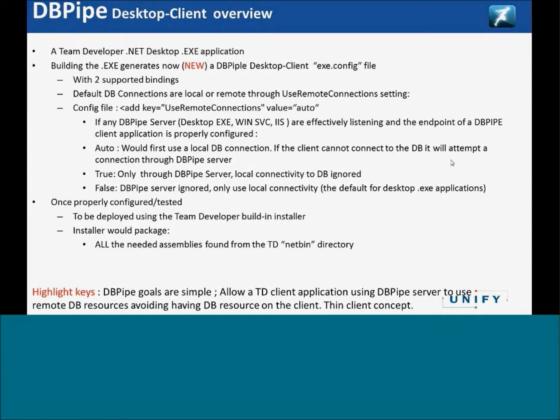Building the exe now generates, and this is new, a DBPipe desktop client exe config file. If you take version 6.0, you'll see that there was no config file generated when the exe file was generated. This config file allows you to configure the client of the application to talk with the WCF service. You will see that there are two supported bindings. No detail over here, otherwise it would take too long, but we'll see that in the demo. The default DB connection is local or remote through the use remote connection setting. This is a very important setting.